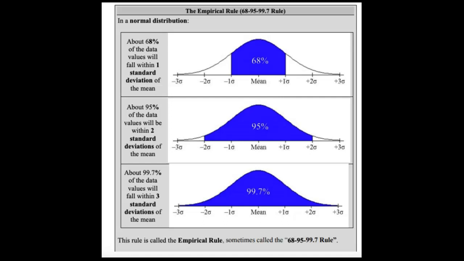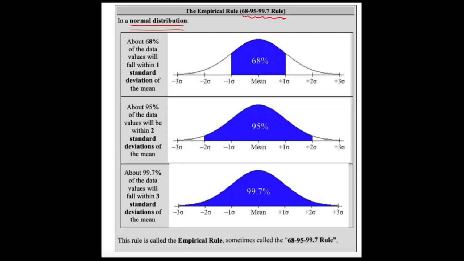In this video, I want to talk about the empirical rule, and this rule can sometimes be called the 68, 95, 99.7 rule. Basically, this rule applies to data that's normally distributed. That means when we graph the data, we have this shape that looks like a bell curve, like you see in the graphs below.